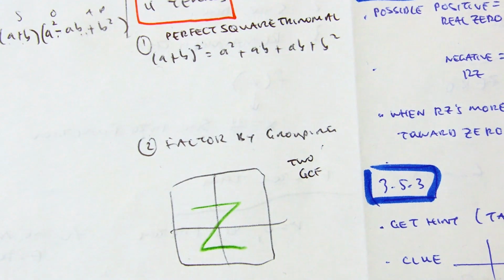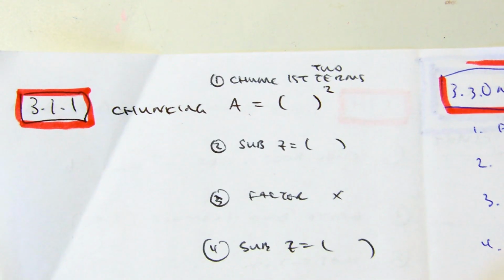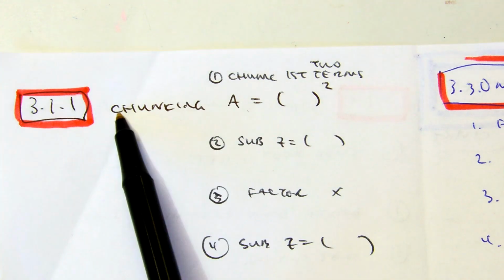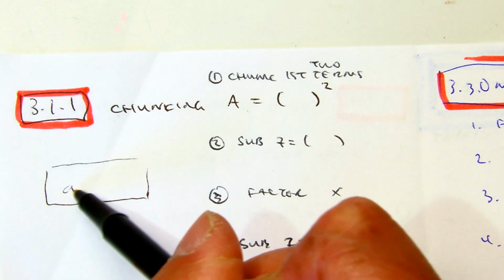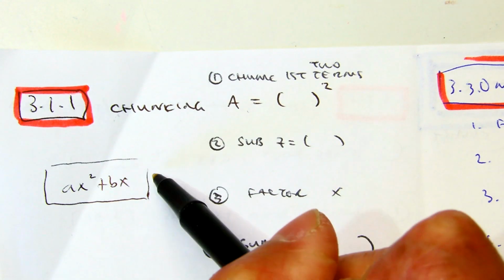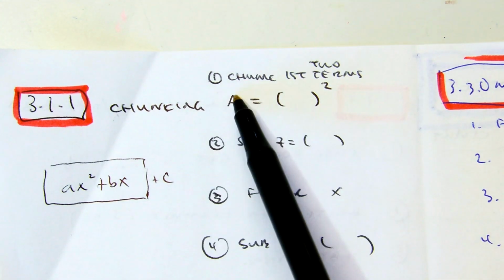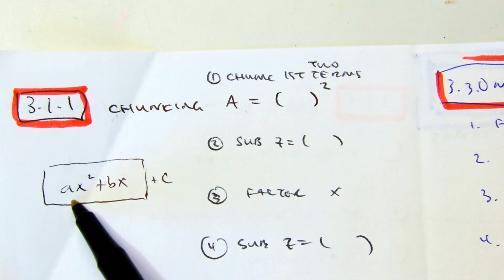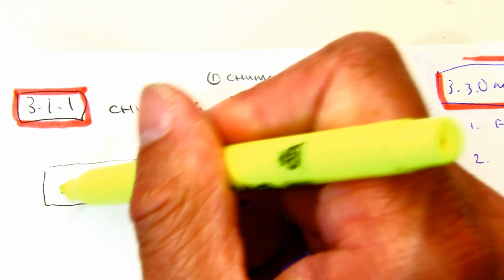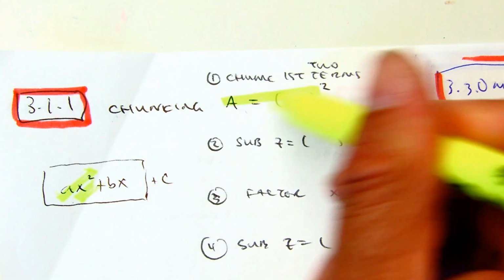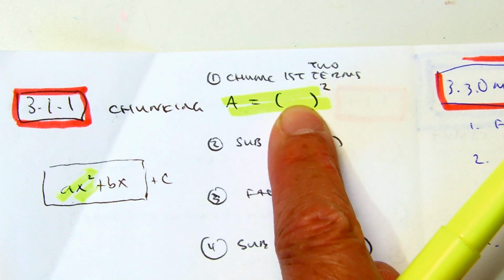Alright, let's go now to 3.11. And this method is called chunking. Chunking says you take the first 2 terms, so like ax squared plus bx, and you don't put the c value there. And what you're going to do is chunk the first 2 terms. So take this whole term, let's put it in yellow here, and what you're going to do is solve this. You want the answer here in that parentheses.